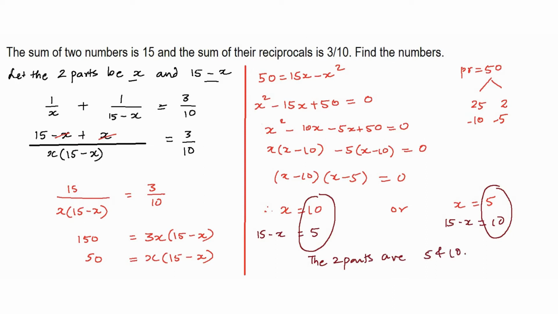Now if we want to do a quick check, let us find the sum of the reciprocals. Let's add a checkbox over here. So I want to find the sum of the reciprocals: 1 by 5 plus 1 by 10. The LCM is going to be 10, and I have 2 plus 1, that is 3 by 10. So our answer is exactly right. The two parts are indeed 5 and 10. So again, pausing for a few seconds before moving on to the next one.